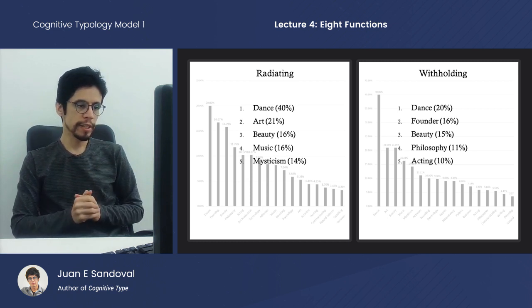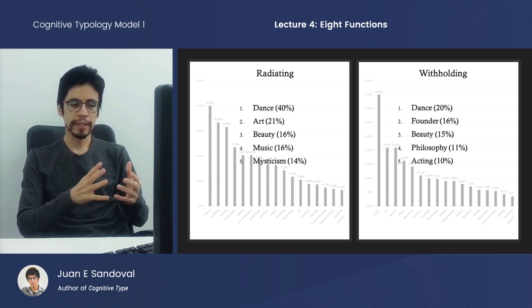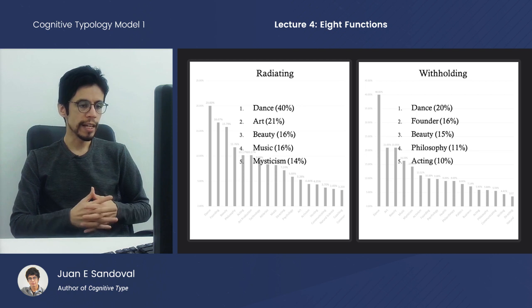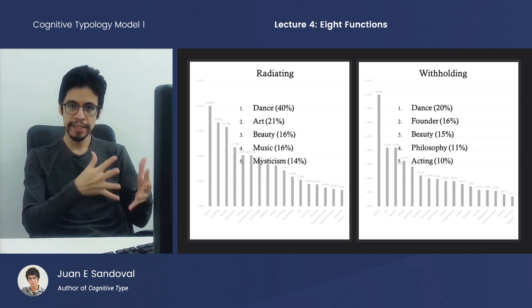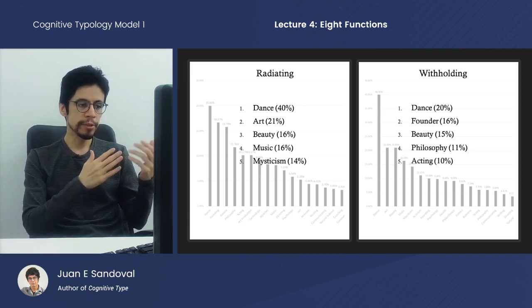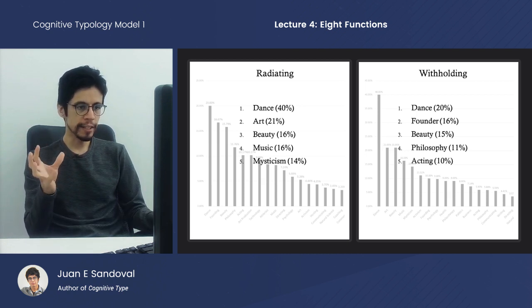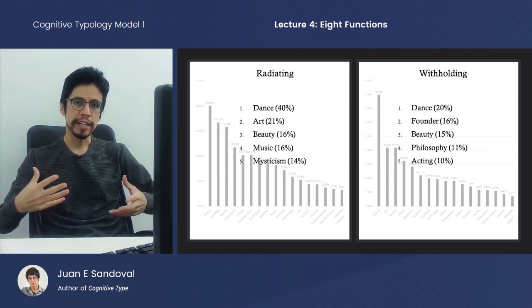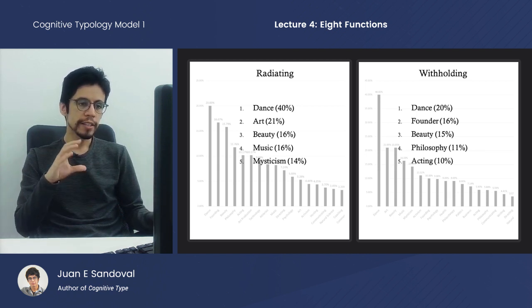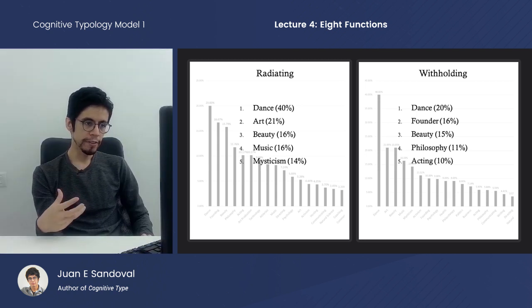Number 3 for both of them is beauty. Number 4 for the radiating types is music. And number 4 for the withholding types is philosophy, which is again a more analytical interest. And number 5 for the radiating types is mysticism, while number 5 for the withholding types is acting. So they're both artistically and creatively inclined, but the radiating types have an additional layer of esoteric and artistic focus, and the withholding types have an additional layer of theoretical, philosophical focus.